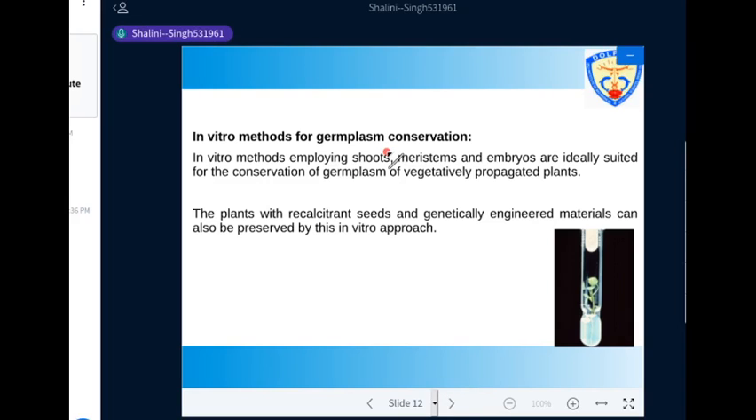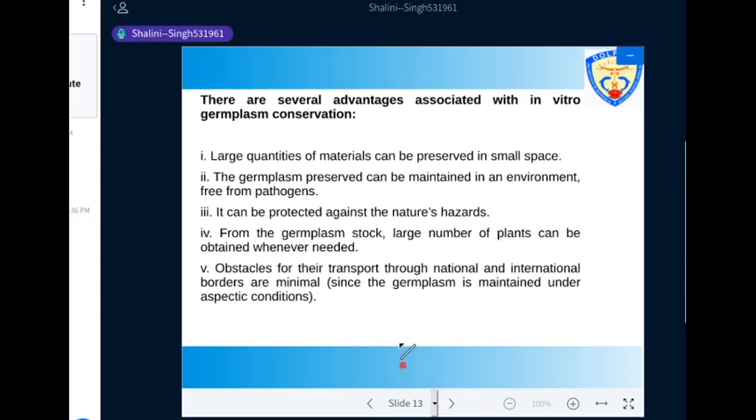In vitro methods for germplasm conservation employing shoots, meristems, and embryos are ideally suited for the conservation of germplasm of vegetatively propagated plants. Plants with recalcitrant seeds and genetically engineered materials can also be preserved by this in vitro approach. There are several advantages which are associated with in vitro germplasm conservation.